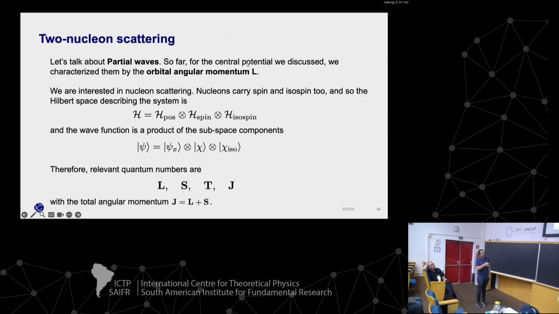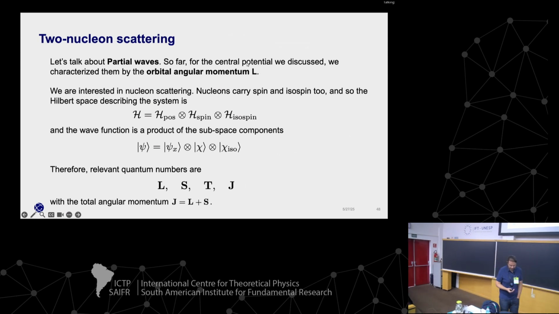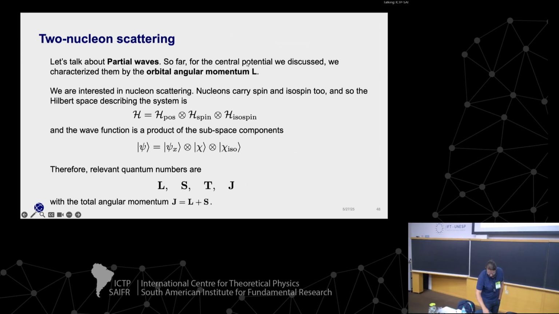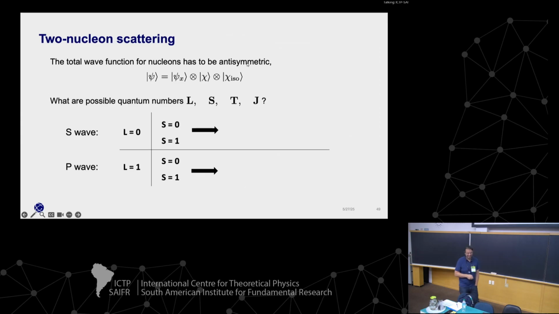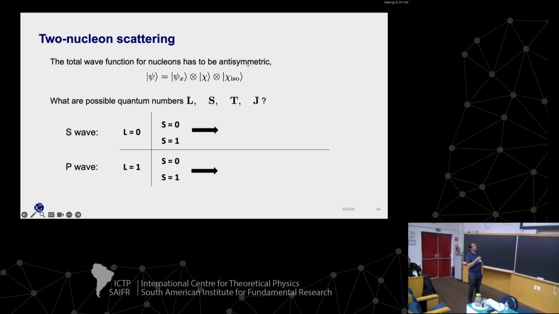So you have L, the orbital angular momentum, you have spin coming from the spin space, isospin from the isospin space, and then you can couple, as you all know, the orbital angular momentum and spin to the total angular momentum J. So these describe any partial wave in nuclear physics. And so now, if we want to construct a total wave function, it has to be antisymmetric. And so the product of all of these things has to be antisymmetric.